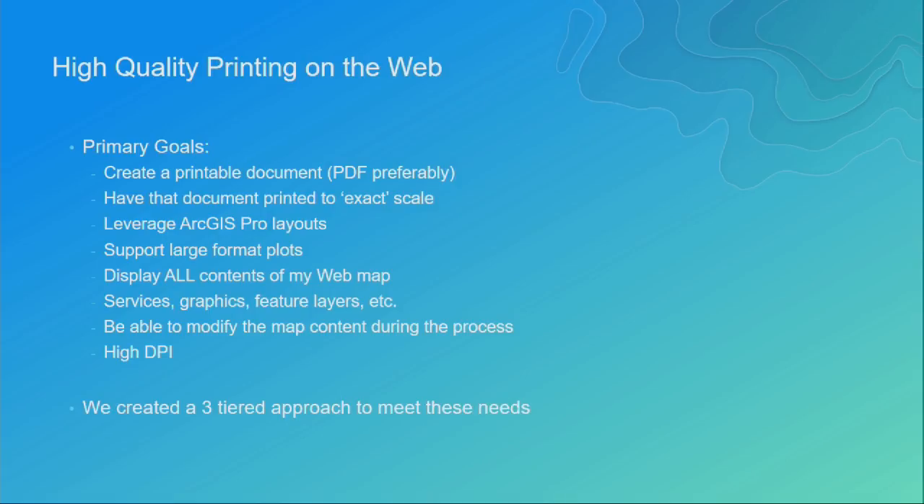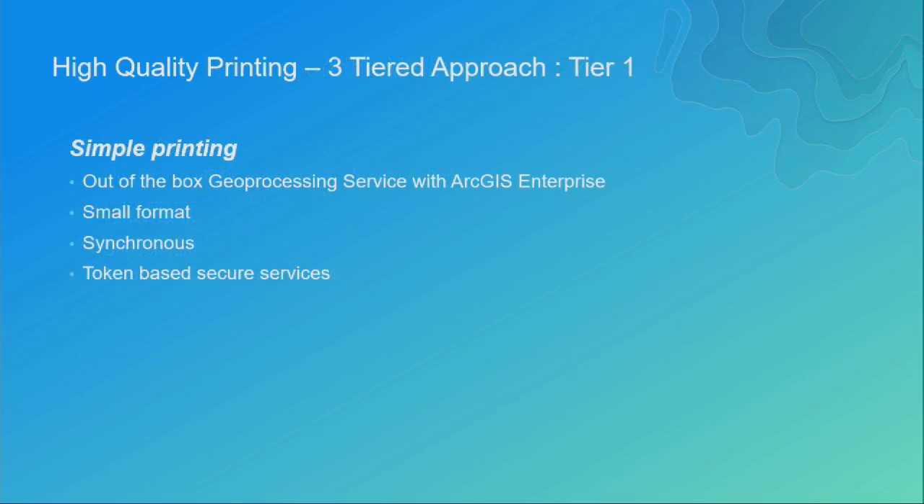You want to be able to do that with a print service. So how do we accomplish all these? We have a three-tiered approach to meet all these needs, and we'll go through each one of those tiers and give demos along the way during this presentation. The first tier is the simplest case.